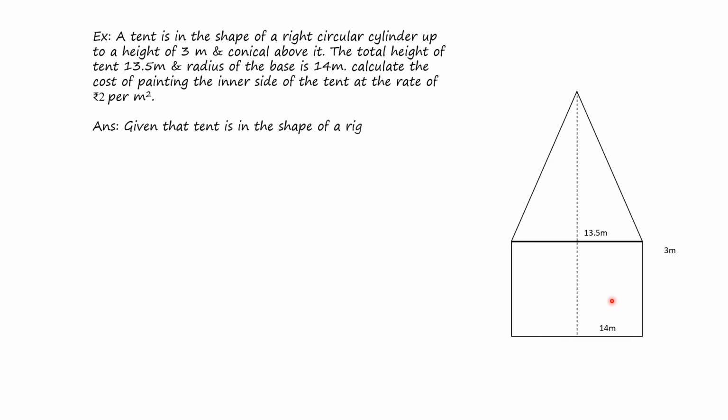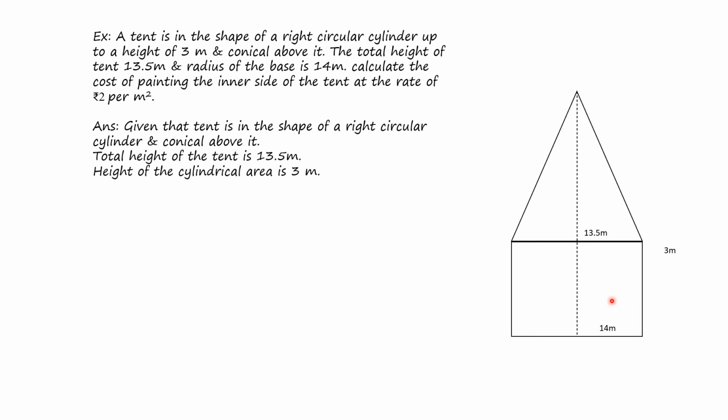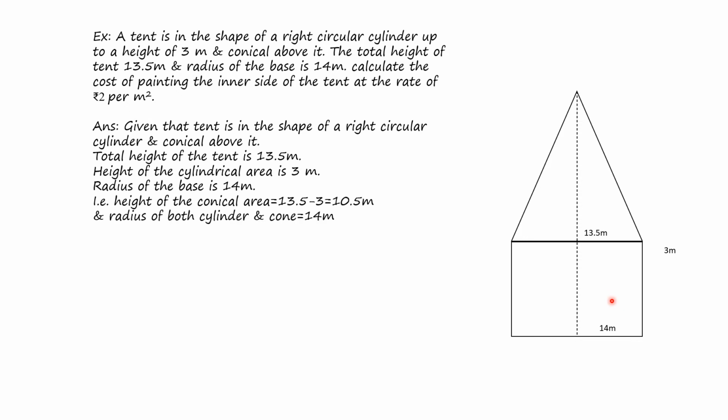Given that the tent is of the form of a right circular cylinder with a cone above it, the total height of the tent is 13.5 meter and the height of the cylindrical part is 3 meter. The radius of the base is 14 meter, as already given. So the height of the conical part is 13.5 minus 3, which is 10.5 meter, and the radius of both the cylinder and the cone is 14 meter. This is the common radius for the cylinder and the cone.